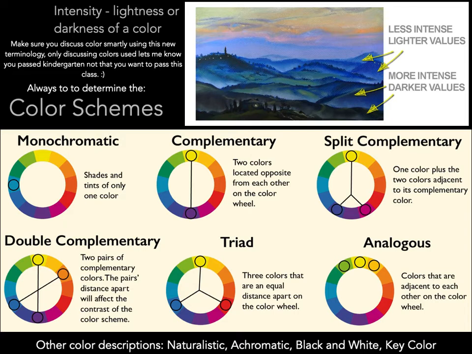your warm colors are yellow, yellow-orange, orange, red-orange, red, and red-violet. Your cool colors are violet, blue-violet, blue, blue-green, green, and yellow-green. That's the separation between the two. And again, they don't have to be directly adjacent to each other, but if they fall on one side or the other, then they would be considered analogous.